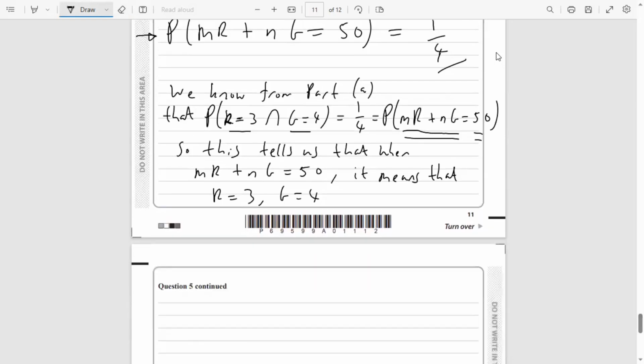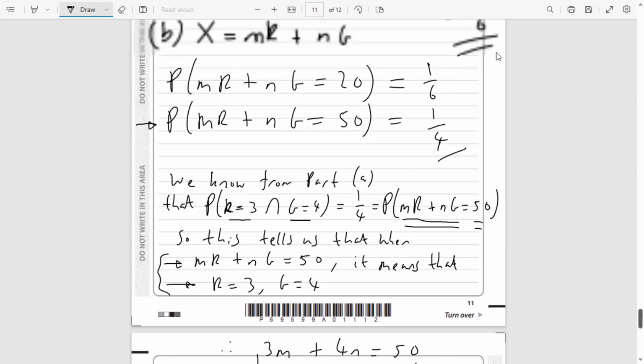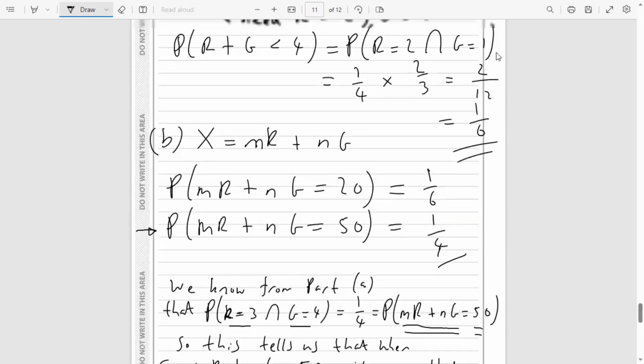So therefore we can say, if R is 3, we've got 3 times M there, and then plus G, which is 4 times the N, so 3M plus 4N is equal to 50. Just by combining this with that into one equation, substituting R equals 3 and G equals 4, we get this equation there. So you've probably guessed it by now. It's going to be a simultaneous equation question, really, this one.